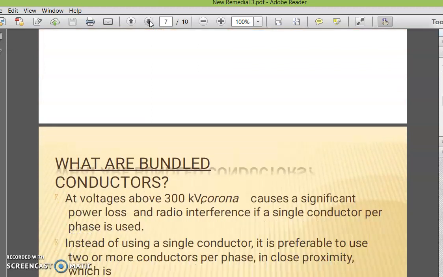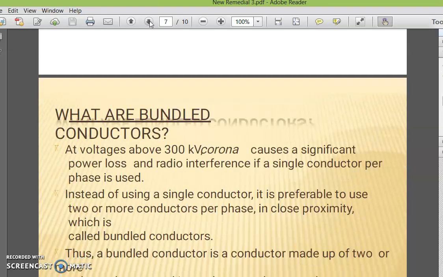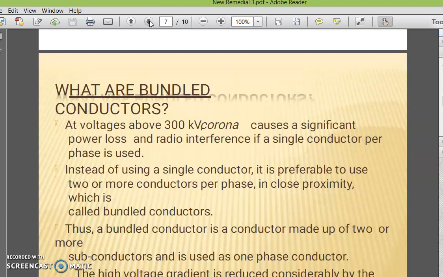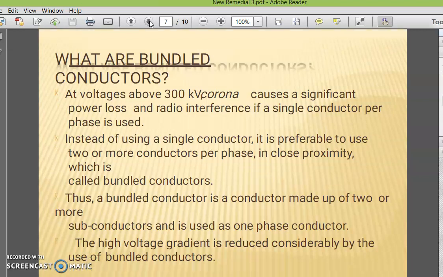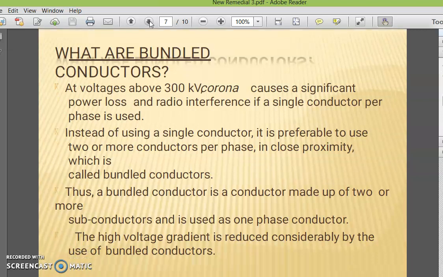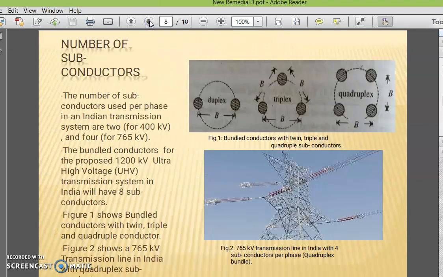What are bundle conductors? We have already discussed many things about bundle conductors. If voltage is more than about 300 kV per centimeter, corona causes a significant power loss and radio interference. So if you use bundle conductor, the corona will be reduced because it reduces the voltage gradient. A bundle conductor is a conductor made up of two or more subconductors. The high voltage gradient is reduced considerably by the use of bundle conductor. This is the main function of bundle conductor.